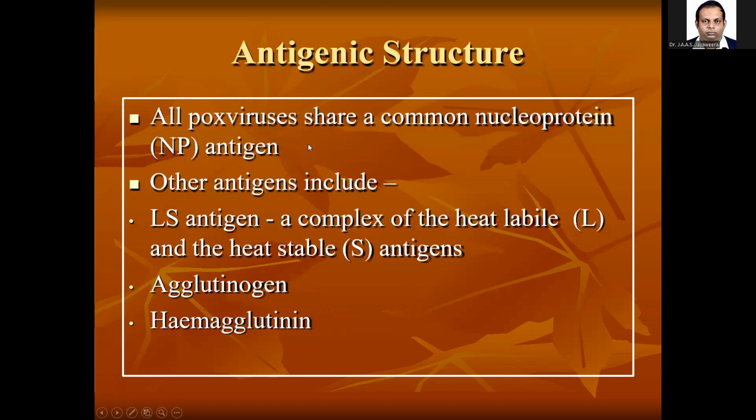All poxviruses share a common nuclear protein, the NP antigen. Then there is the other one, a complex of heat labile and heat stable antigens, the LS antigen. Then there are also the agglutinogen and hemagglutinin.